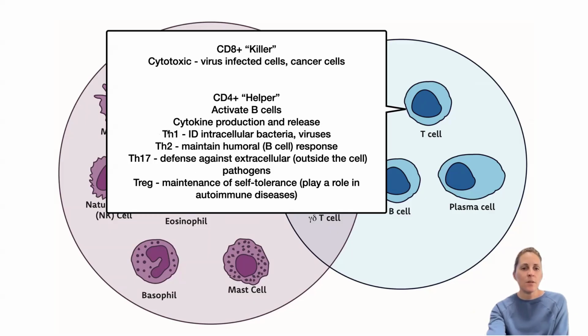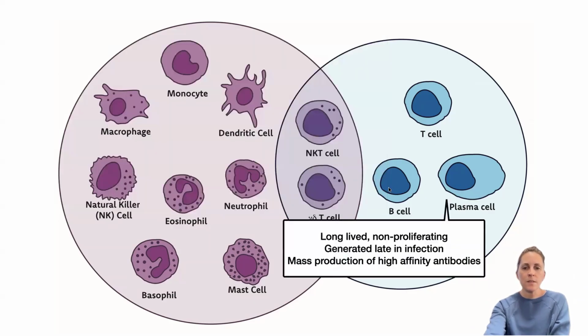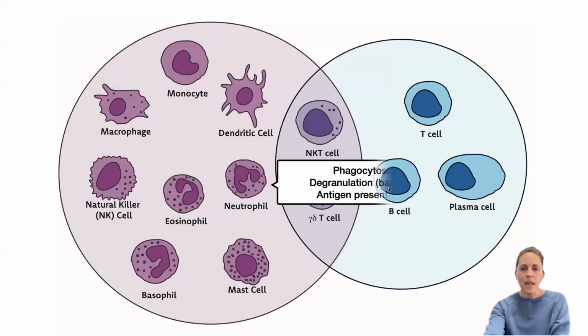And so among our helper T cells, we have our Th1, our Th2, Th17, Tregs. We're discovering more and more of these different subsets of cells. So they're pretty unique. They do different things. Some of them are better at identifying intracellular bacteria and viruses because not all bacteria are on the outside of a cell. Some of them are inside a cell, like tuberculosis. We have our Th2, which help boost our B cell response. We'll talk about that next.